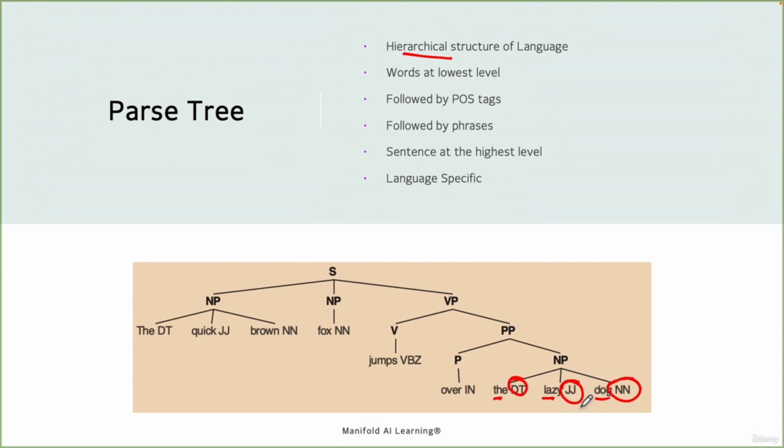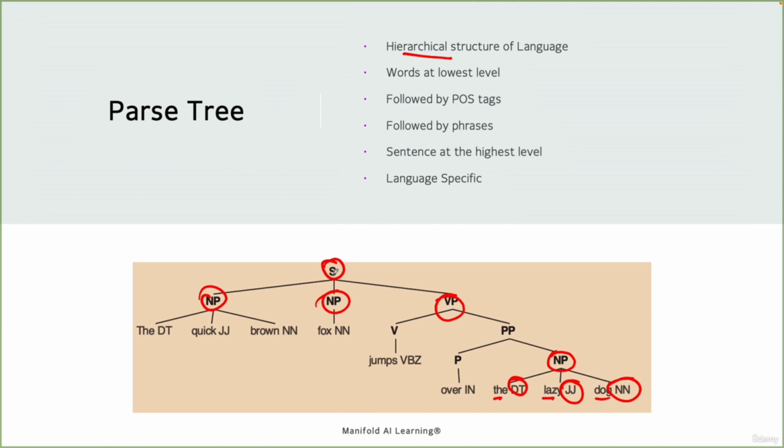We have got determiner, verb, noun, and so on. Now this is followed by the phrases. We have got noun phrase, we have got verb phrase, and so on. NP refers to the noun phrase, VP refers to the verb phrase. And at the end, I have got the sentence at the highest level.